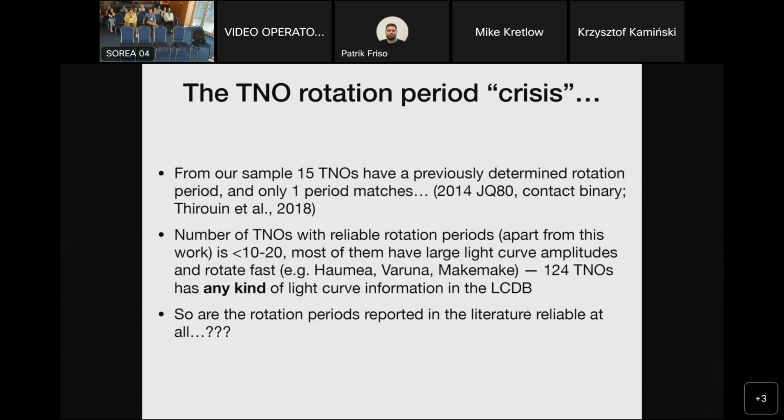If you look at the statistics of the trans-Neptunian objects with any kind of light curve information, we have roughly 100 TNOs for which we know this kind of information. And the reliable rotation periods are known for, say, 10 to 20 objects. So it's a small fraction, basically. So it raises the question whether the rotation periods reported in the literature are reliable at all.